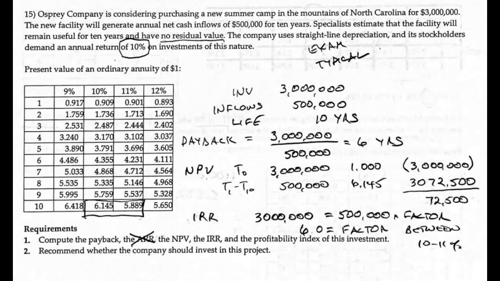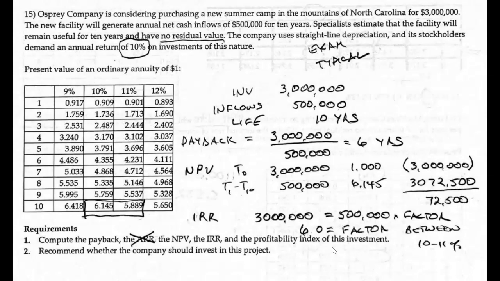Okay, this is problem 15 in the handout for chapter 9. It's a basic bunch of information, and then they ask you to do the payback, forget the IRR, so payback, net present value, internal rate of return, and the profitability index. Okay, so that's perfect. Everything is here.